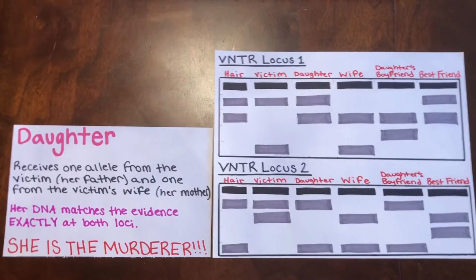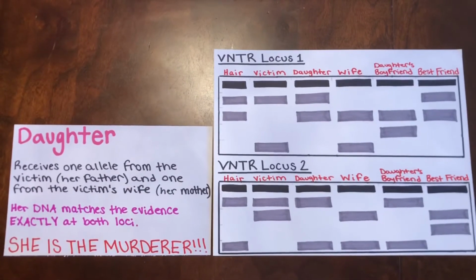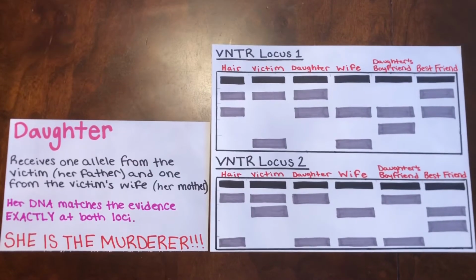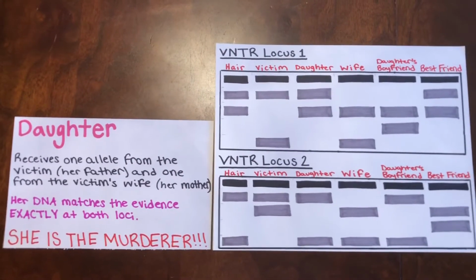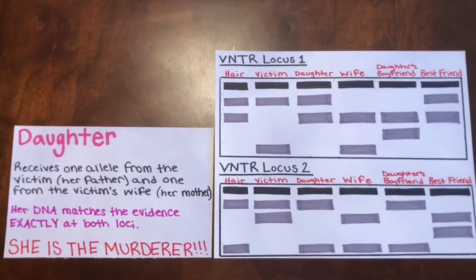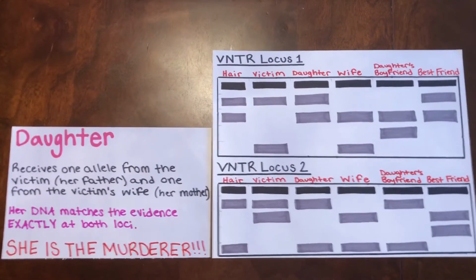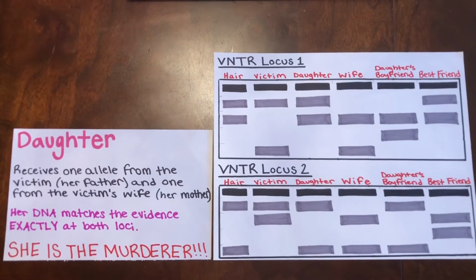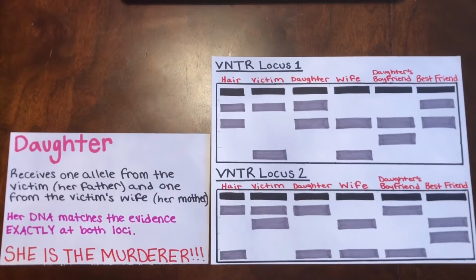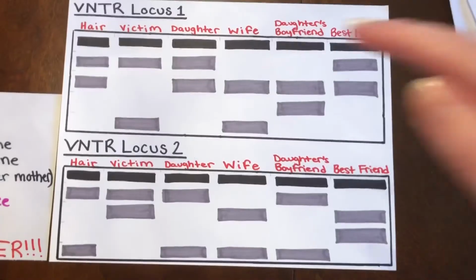That leaves the daughter. Let's start by proving that this is in fact the victim's daughter. A child must receive one allele from the mother and one from the father. Therefore, one mark on the daughter's DNA on the fingerprint for each loci will match a mark of the victim's DNA, and the other mark will match one of the wife's marks. This occurs on each loci, proving that the wife and the victim are indeed her parents.